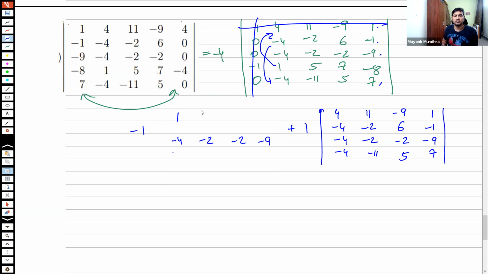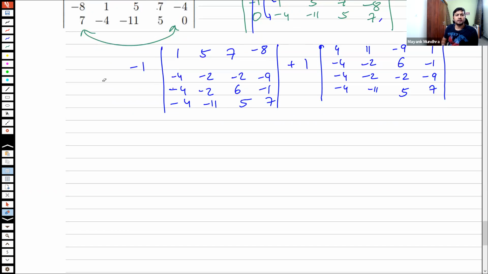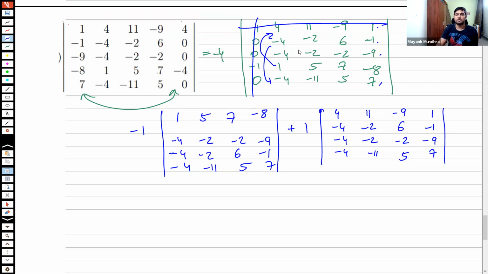So the first row becomes 1, 5, 7, minus 8. The second row remains as it is, minus 4, minus 2, minus 2, minus 9. The first row comes in place of the third row, minus 4, minus 2, 6, minus 1, and minus 4, minus 11, 5, and 7. All right. So I did a row exchange, so there's a negative in front of here.